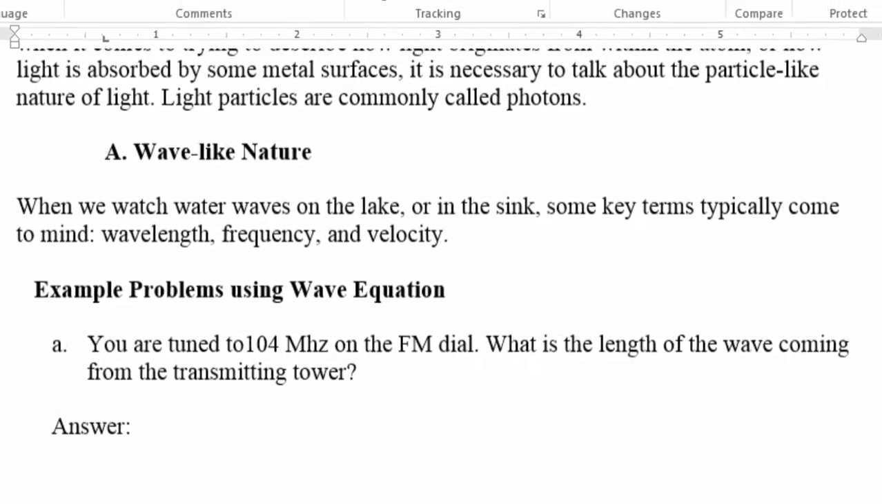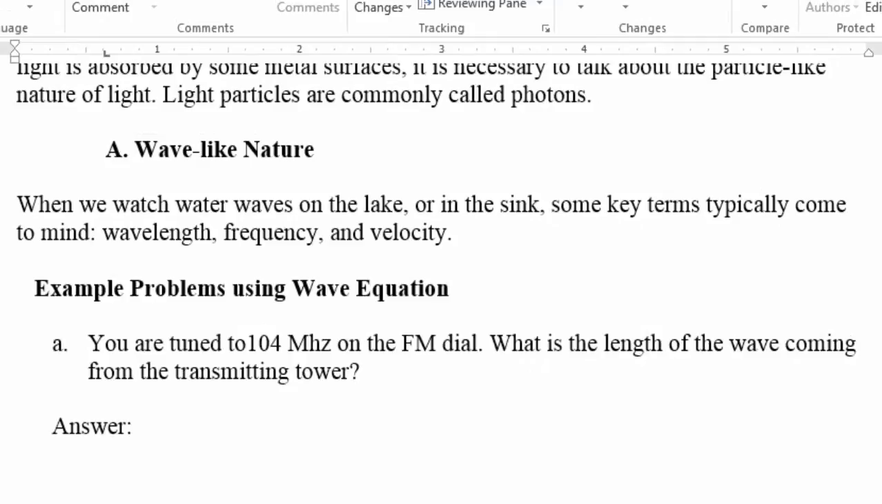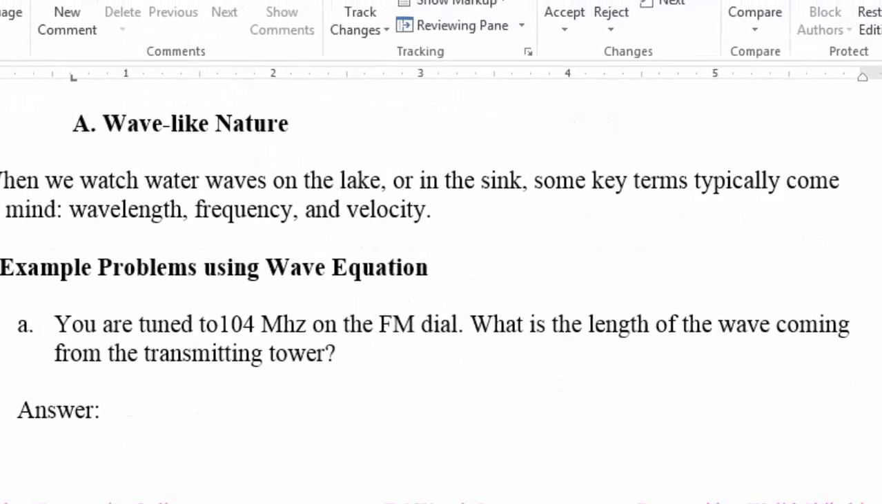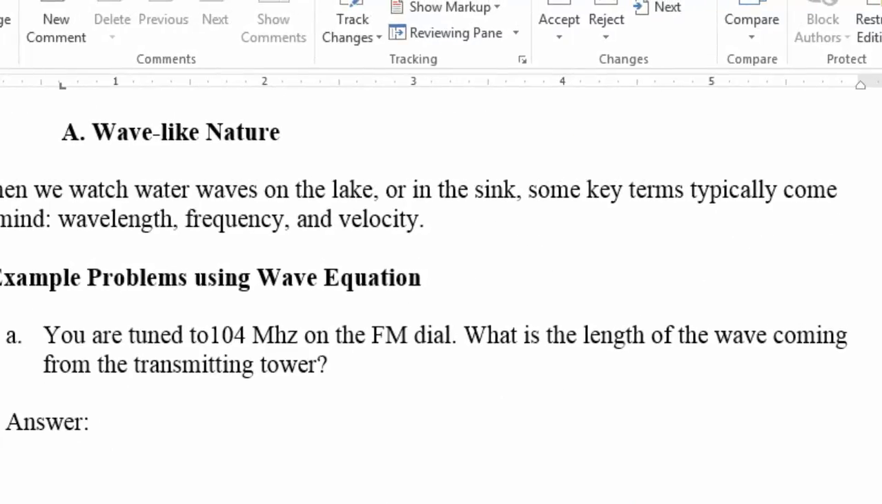Light, like other waves, whether it's water waves, sound waves, mechanical waves, and so on, has wavelength, frequency, and velocity. They undergo certain properties like refraction, diffraction, interference, dispersion, and so on. We'll talk about each one of those in this lesson. Now we'll focus on solving problems that involve the wave nature of light.